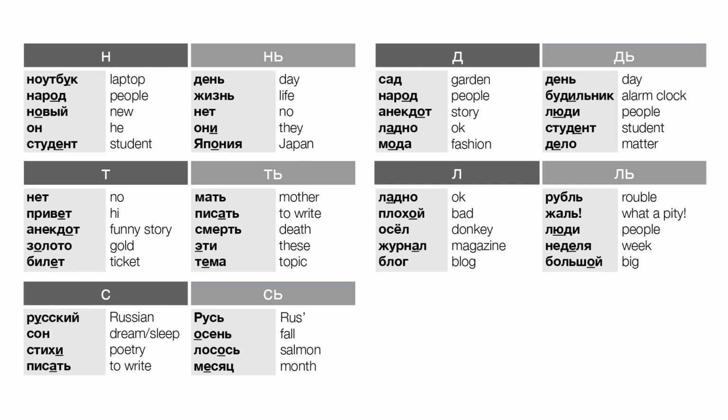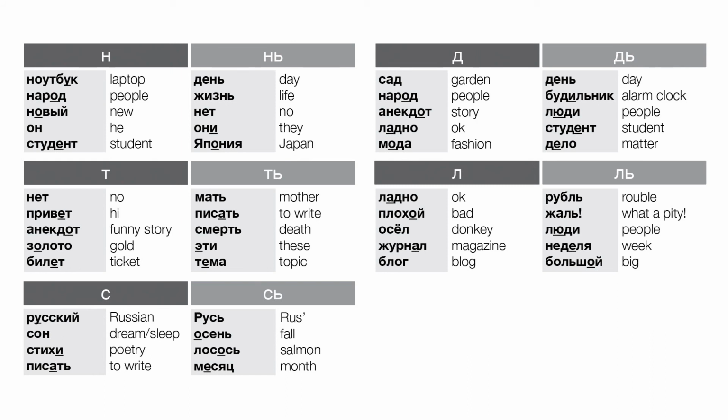Okay, let's start with hard D. And now remember that if this is at the end of a word, it's going to actually sound like a hard T. So we have a lot going on here. Anyway, let's practice the hard examples. Сад, народ, анекдот, ладно, мода. Okay, no problem making those hard sounds.